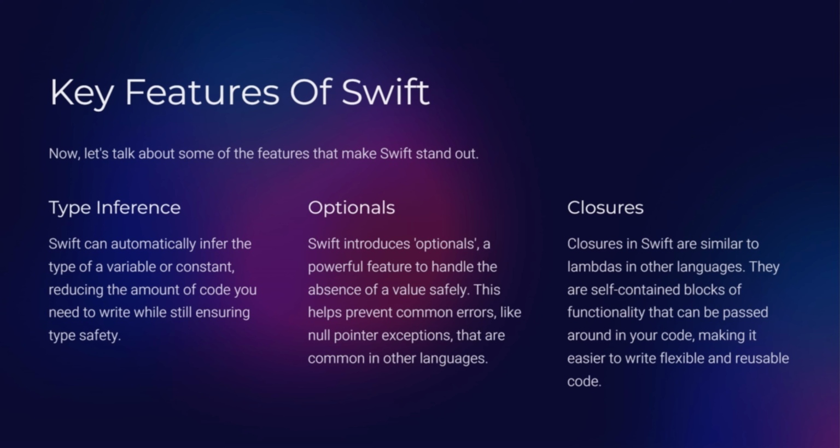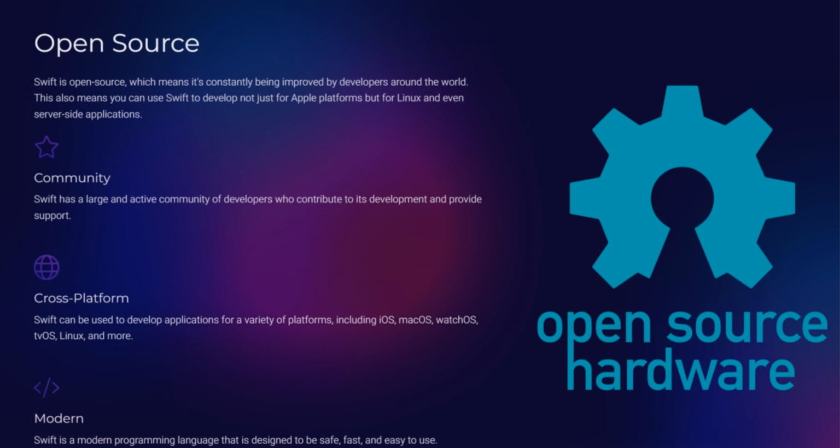Closures. Closures in Swift are similar to lambdas in other languages. They're self-contained blocks of functionality that can be passed around in your code, making it easier to write flexible and reusable code.